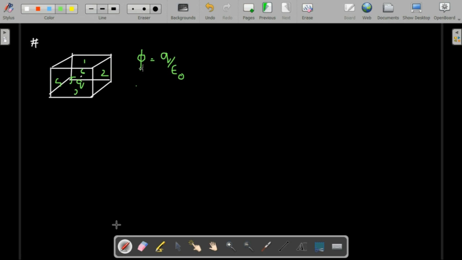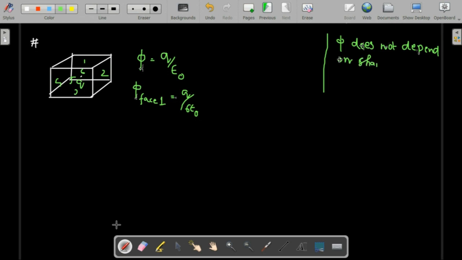So that means through one phase, let's say phase one, it will always be q divided by 6 epsilon naught. This is a very important point and a conclusion, because it tells me that the flux that we're talking about, phi, does not depend on shape.